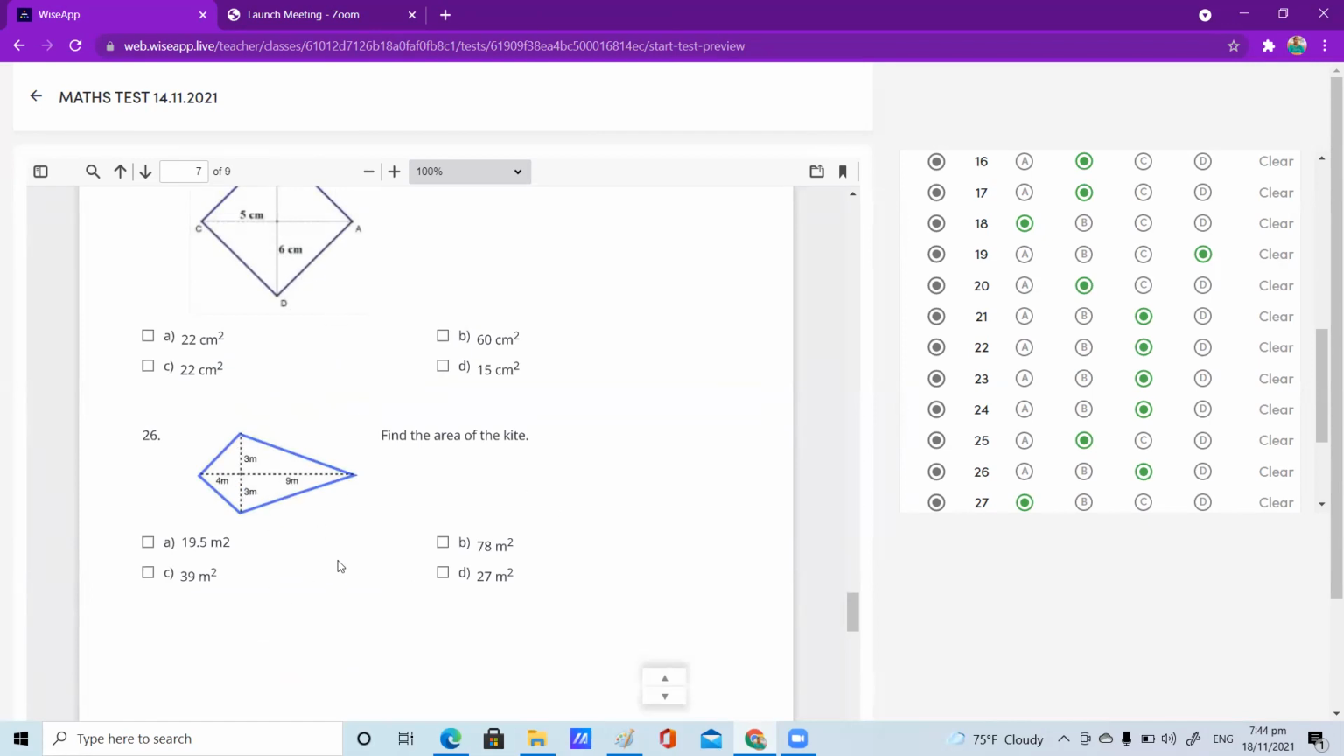Here it's a kite. Kite is also a very interesting question. What is the area of a kite, children?